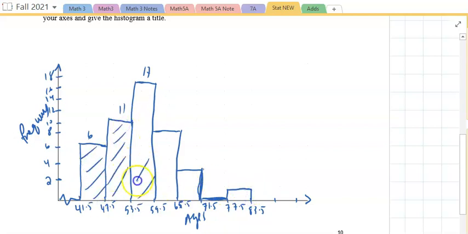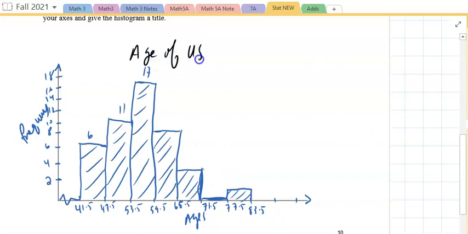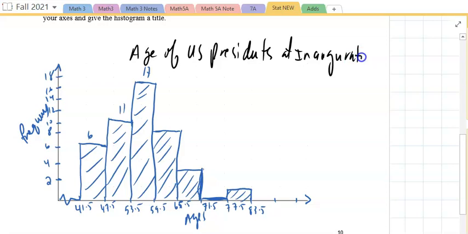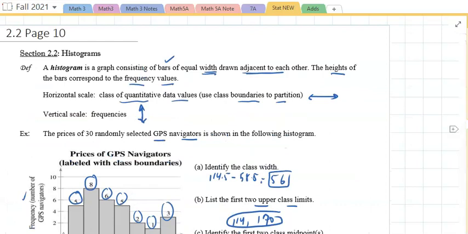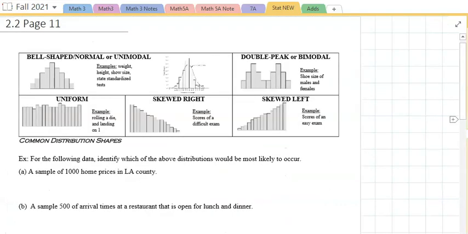That's a histogram. So a histogram is a bar graph in which the adjacent bars have no gap between them. And this is the age of US presidents at inauguration. There we go, got it. Okay, the next page.